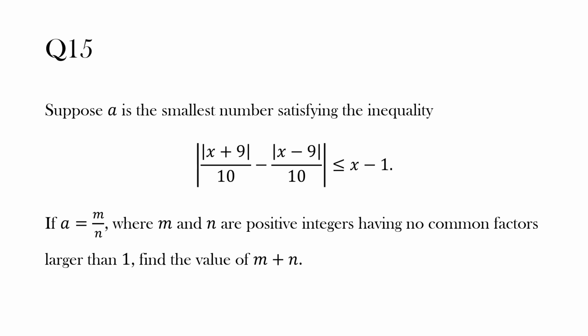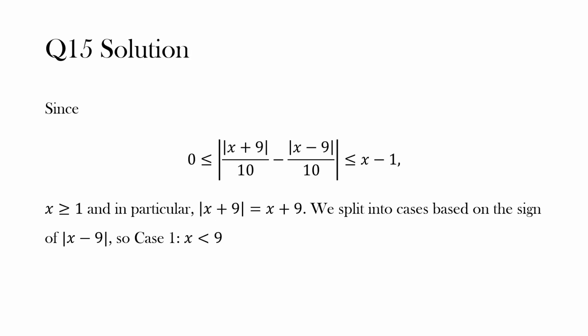For question 15, we are given an absolute value expression less than or equal to x minus 1, and we're asked to find some answer, extracted because the answer will be a fraction. First thing to note is that the thing in the absolute value will always be greater than or equal to 0. So x minus 1 is greater than or equal to 0, which means x is greater than or equal to 1. Since x is greater than or equal to 1, the absolute value of x plus 9 is equal to x plus 9 itself. So we only have to care about the absolute value of x minus 9 term. That is the only thing that actually changes.